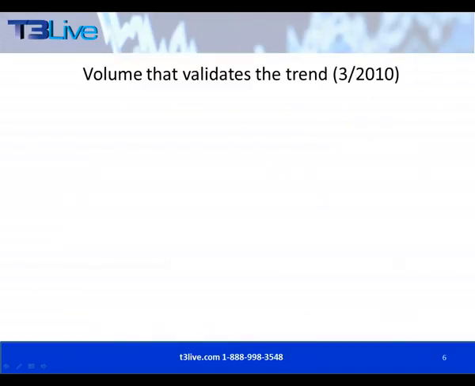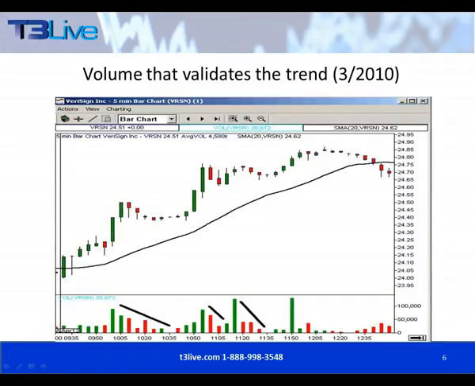Next, we have volume that validates a trend, and if you remember what we said before in the accumulation distribution chapter in charting, volume will validate a trend if it's significant or increasing in the direction of the order flow, and it will also validate the trend if it's decreasing as a stock pulls back or pauses.